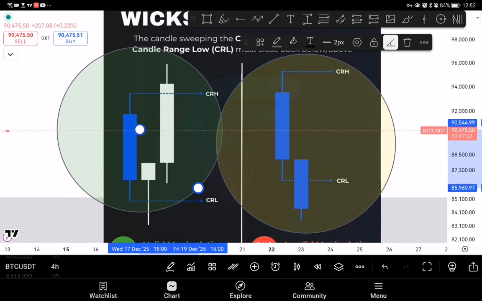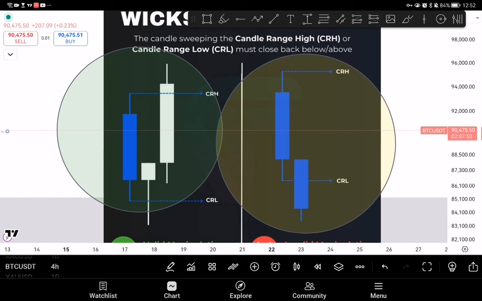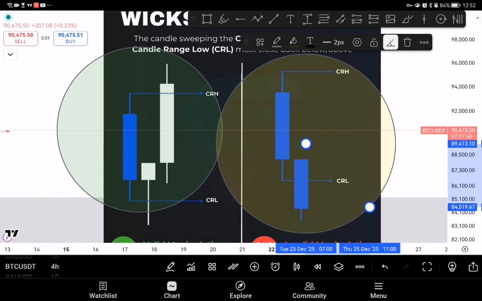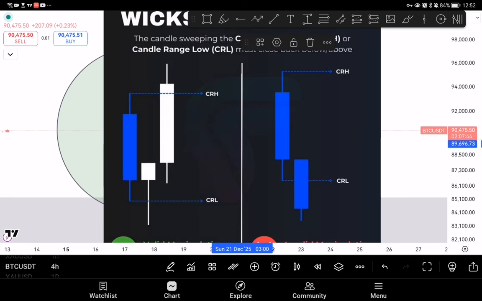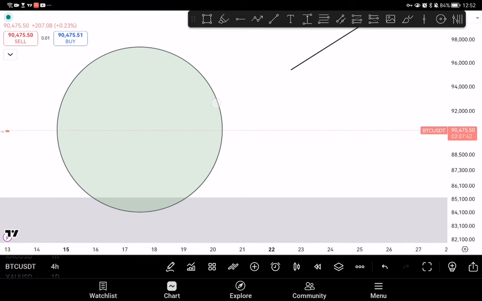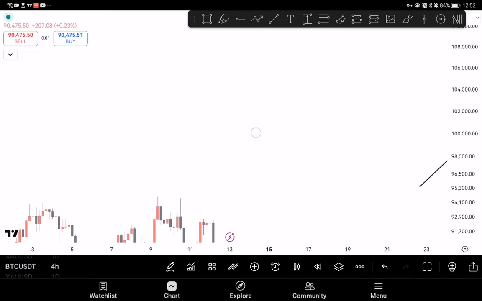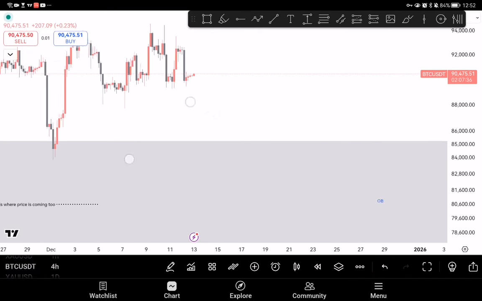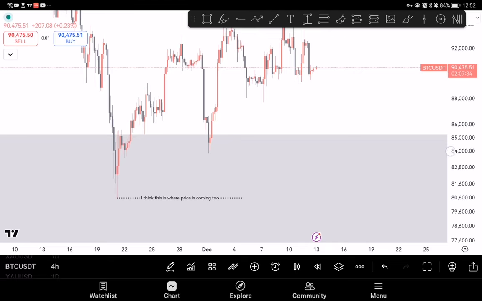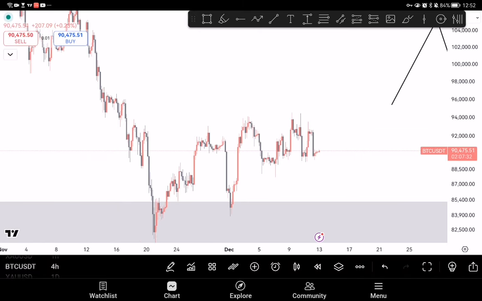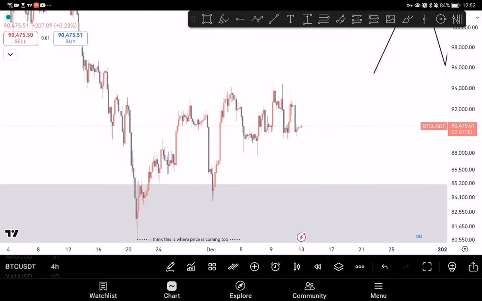Right? This is a reversal, and this second one is a continuation. Now that being said, let's delete everything and start talking step by step from a chart perspective. This is the 4 hours time frame, and this pair is BTC. I want to take you step by step on how I trade.